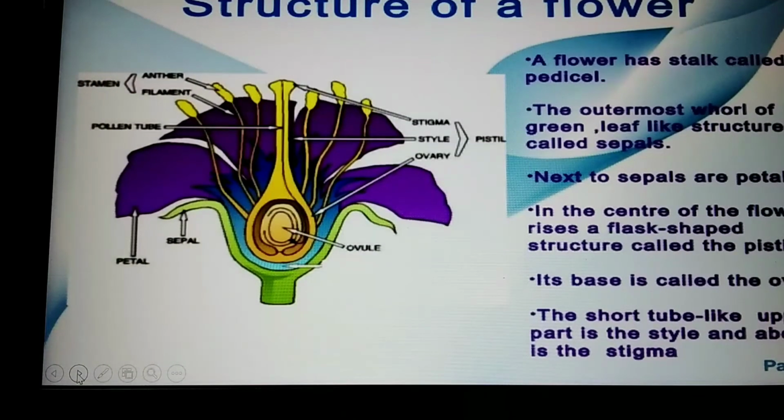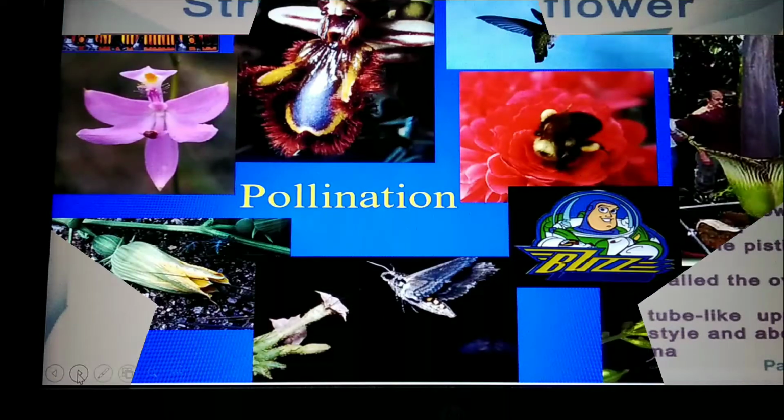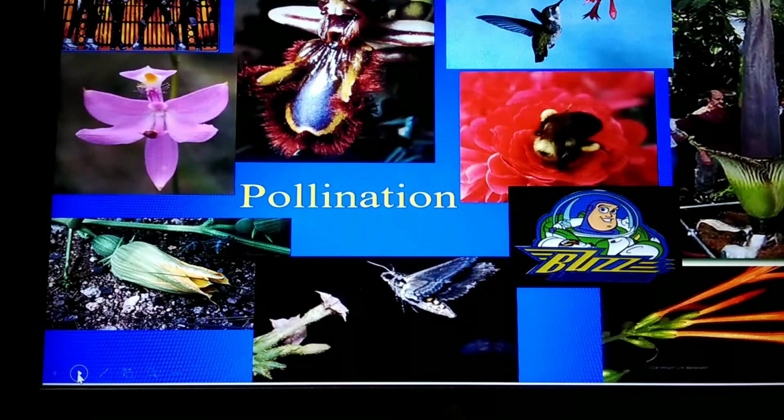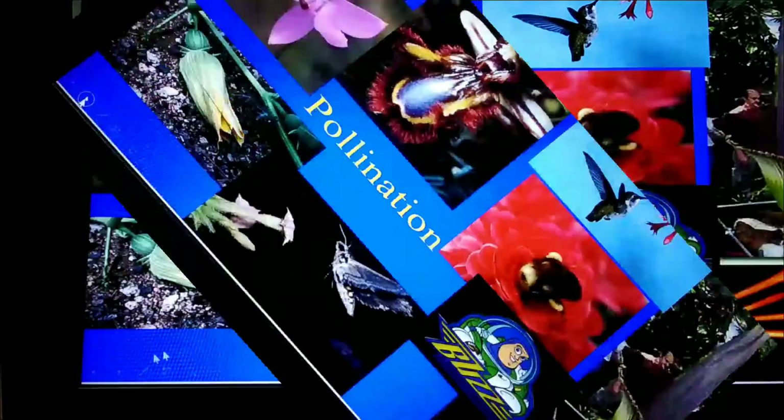Then structure of flower, floral parts, and in that sepals and petals are vegetative parts, whereas stamen and carpel or pistil are reproductive parts. Now, today we are going to learn about pollination.